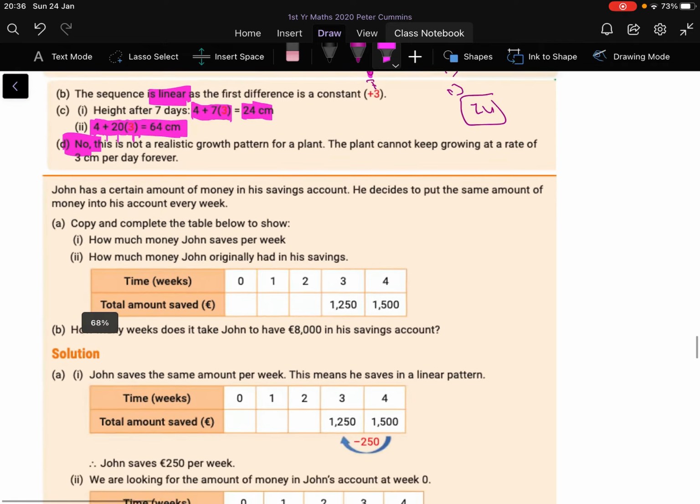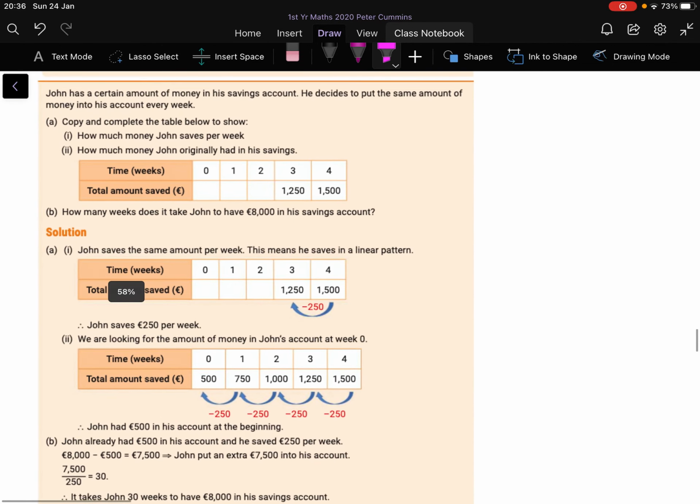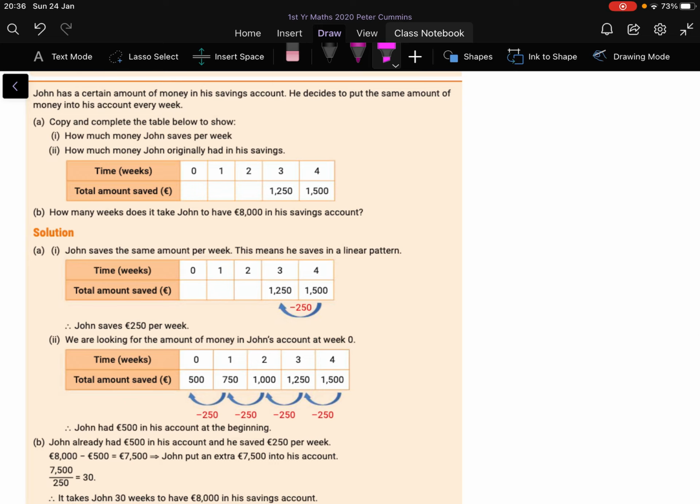Okay, the second one I want to show you is this one here. John has a certain amount of money. He decides to put the same amount of money in his account every week. So you might say, I'm going to put 20 euro into the post office every Thursday. And if you start off with 100 euro, you're going to put 20 euro in, and how much is it going to give you at the end?